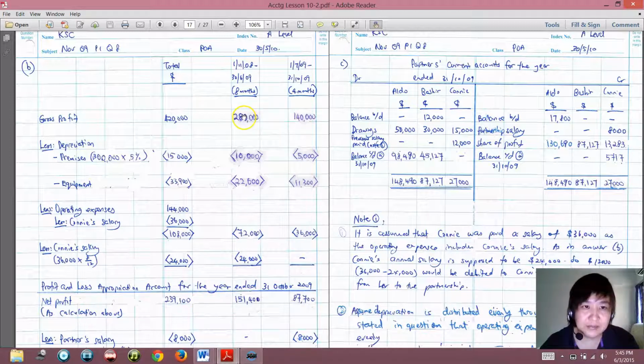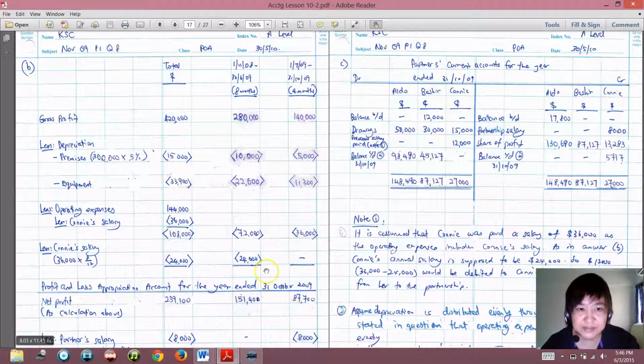So from here, gross profit minus all this, I will get the net profit. Here I don't minus the employee salary because she will be given a partner salary. Partner salary will be dealt with in the appropriation account, not in the upper part, where I'm adjusting the figures to arrive at my net profit. So this is the net profit for the first 8 months and the 4 months, and this is the total net profit for the year ended 31 October 2009.